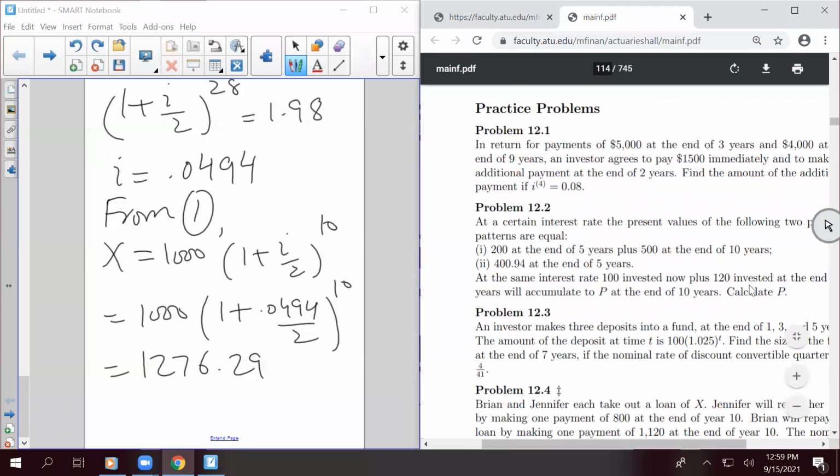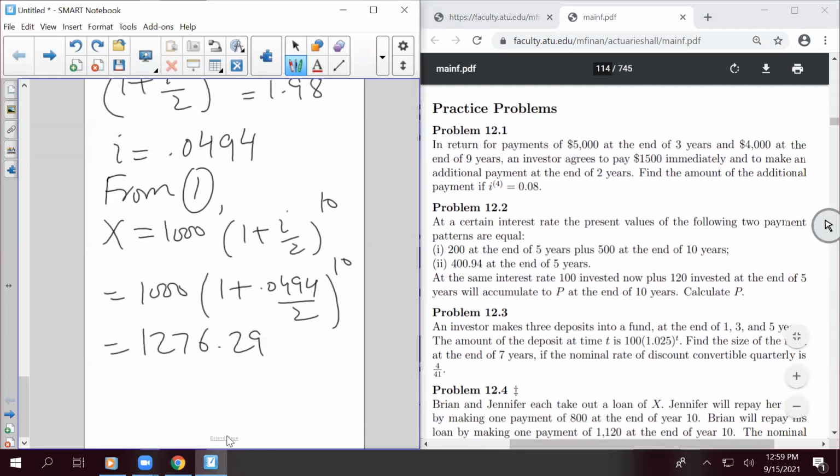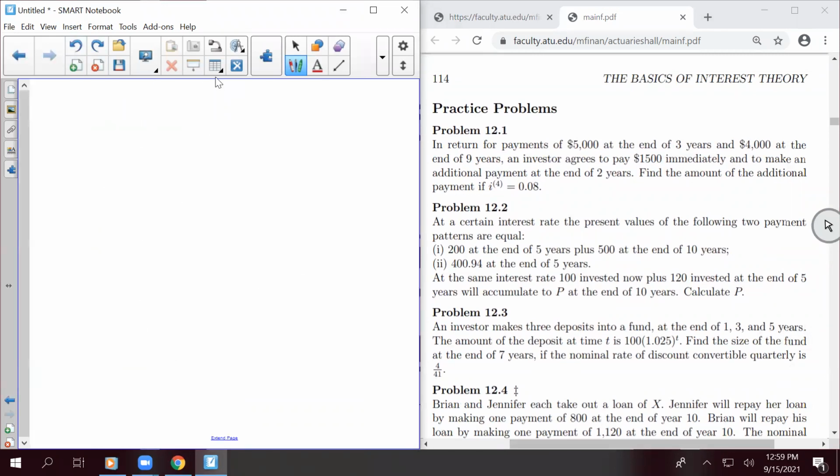Okay, so let's look at number one. In return for payments of 5,000 at the end of 3 years and 4,000 at the end of 9 years, an investor agrees to pay 1,500 immediately and to make an additional payment at the end of 2 years. Find the additional payment if i superscript 4 is 0.08. All right.